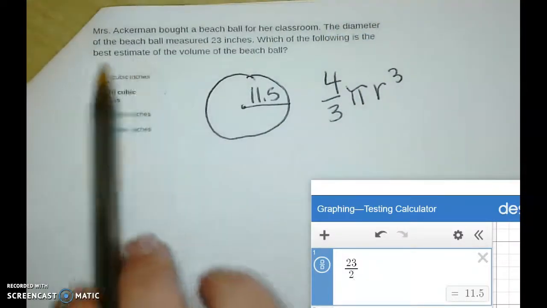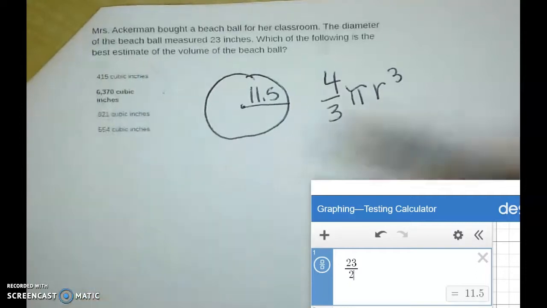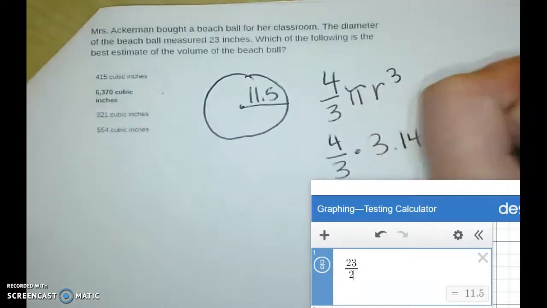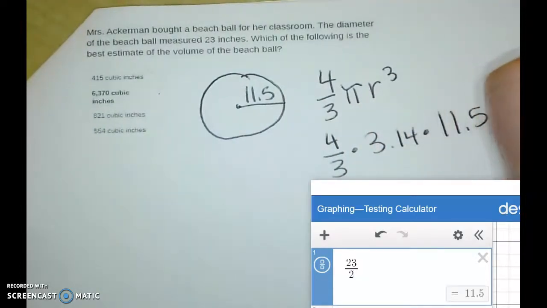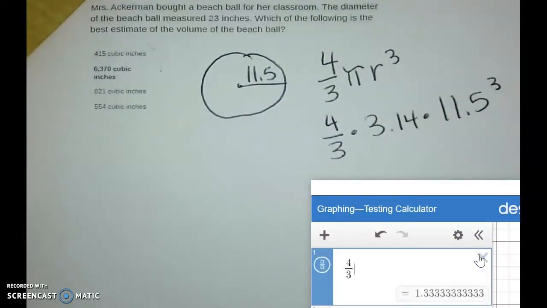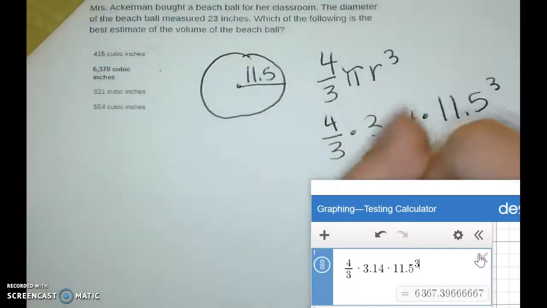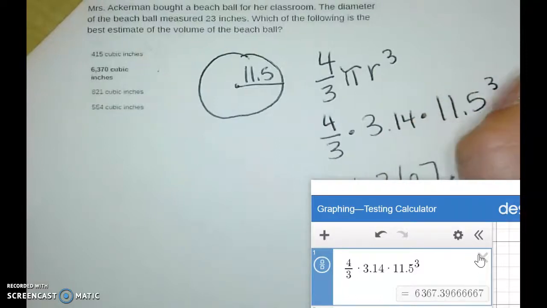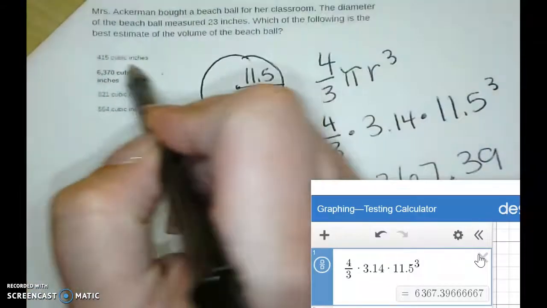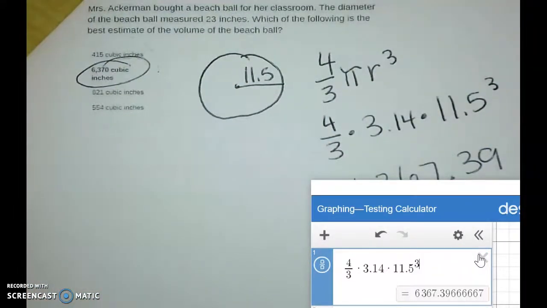Now, if I check my answer choices, I don't see pi, so that means I'm multiplying by 3.14. So 4/3 times 3.14 times 11.5 to the third power. So that's what I'm typing in on Desmos. 4/3 times 3.14 times 11.5 to the third. So I got 6,367.39, which rounds to the closest one, this one right here, 6,370 cubic inches.